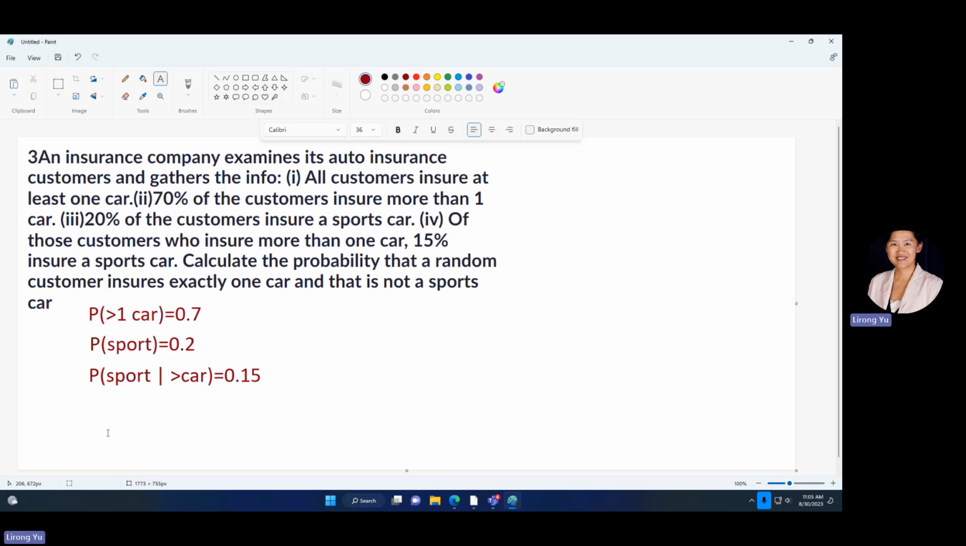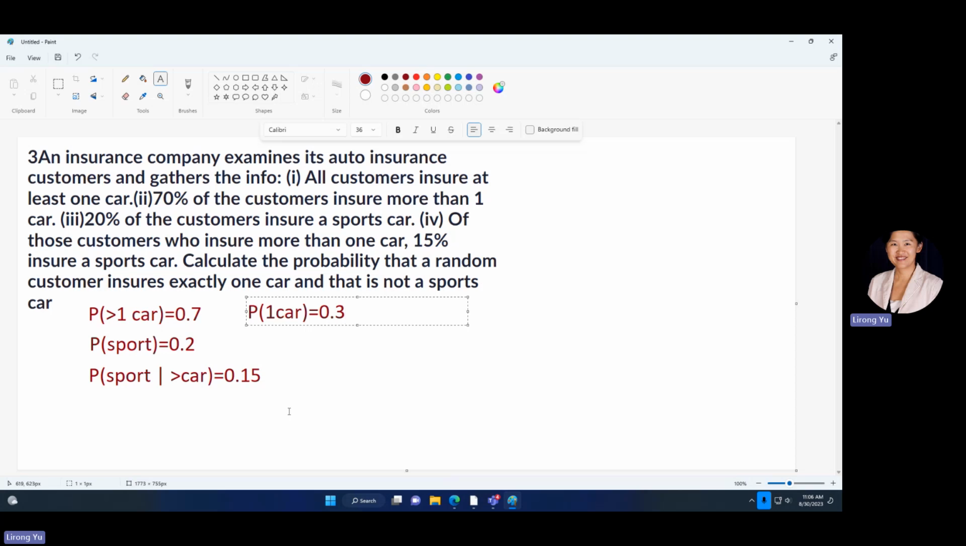Lastly, the question: calculate the probability that a random customer insures exactly one car, and that is not a sports car. Now, what is exactly one car? I guess the probability of one car would be the opposite of insuring more than one car. So that has to be 0.3, since it's at least one car: either one car or more than one car. We don't have the probability of insuring zero cars. Consider if you are a customer of the insurance company, you have to insure something.